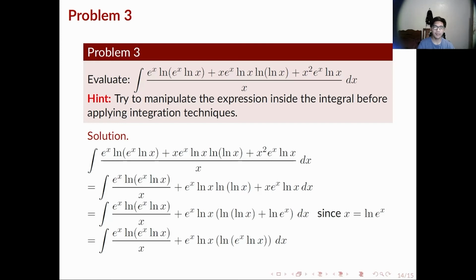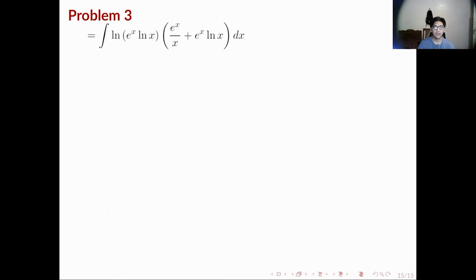So further simplifying this equation, we have the integral of e to the x times ln of x all over x plus e to the x times ln of x times ln of e to the x times ln of x dx. So makita natin na common ang ln of e to the x times ln of x sa dalawang terms. So we take them out ulit. Now we have the integral of ln of e to the x times ln of x times e to the x over x plus e to the x times ln of x dx.